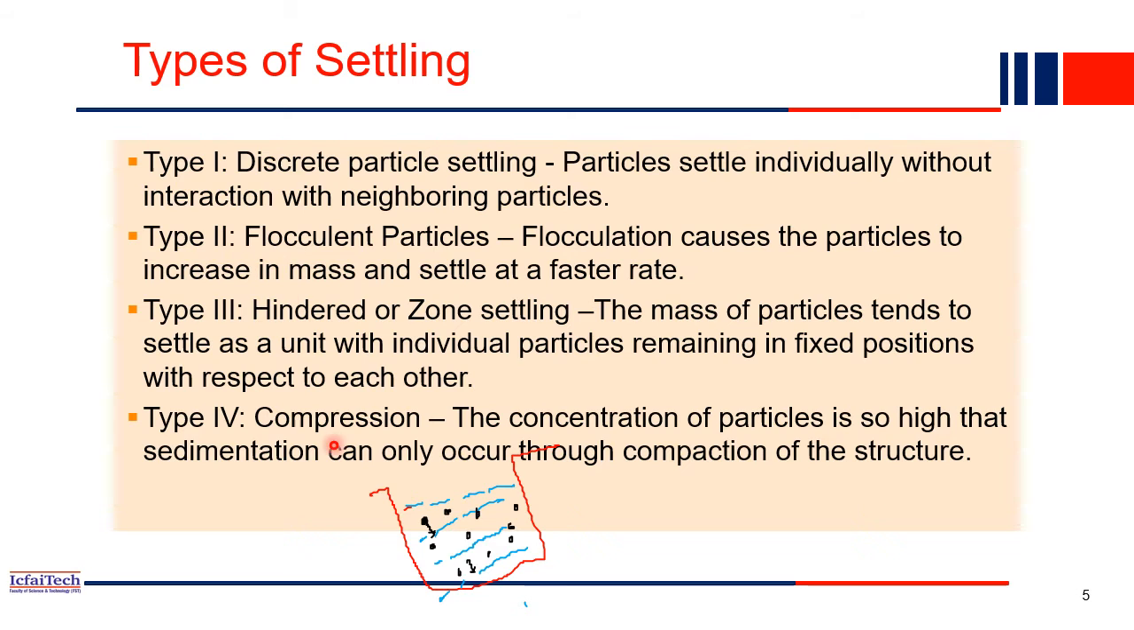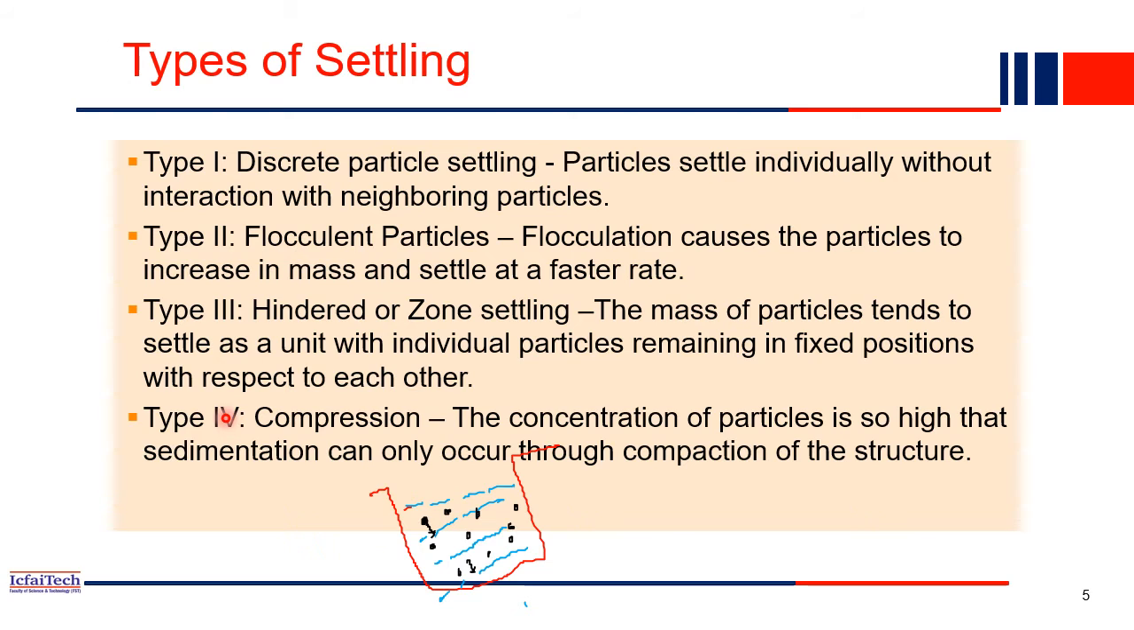Type 1 settling is where each particle settles individually to the bottom. Type 2 is flocculent settling, meaning that if the particle is charged, it will attract nearby particles, both particles will combine together, and they will settle down. Type 3, as we discussed, is zone settling, meaning the entire zone will settle at the bottom. And we have type 4 settling. If more solids are present in the water, then they cannot directly settle at the bottom. In that case we have to use some compaction to settle the particles at the bottom. So this is type 4 settling.